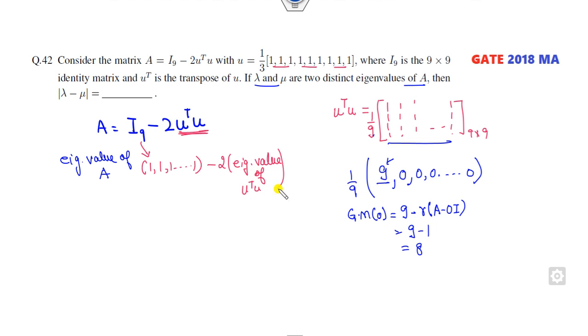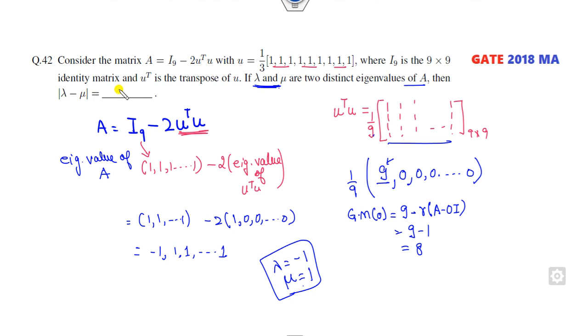So what is the eigenvalue of this? The eigenvalues of this are 1, 0, 0, 0 up to 8 times. So that's over. So what is the eigenvalue of this? 1 minus 2 is minus 1, 1, 1, 1 and here. So lambda and mu are the distinct eigenvalues. So lambda is here, mu is this. What is the difference between them? It is 2, the right answer of this problem.